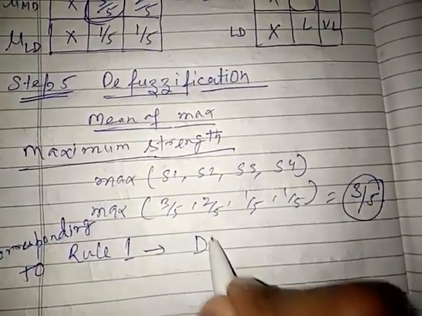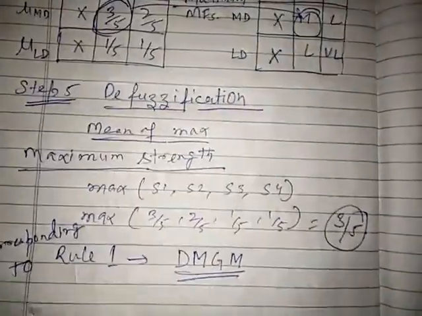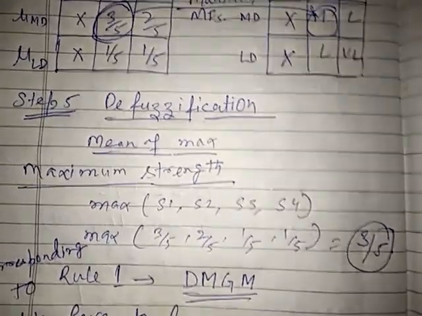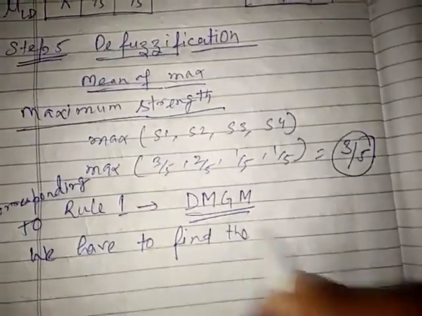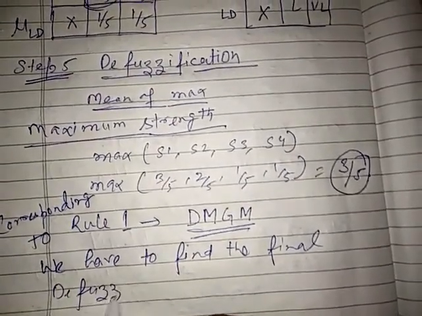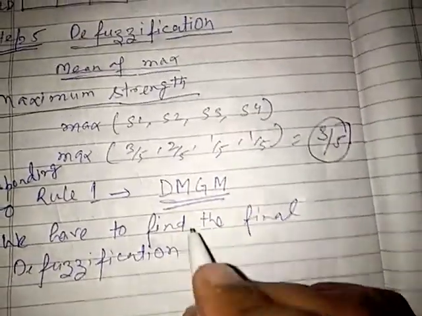Corresponding to rule 1, that is dirt medium, grease medium. Now we have to find the final defuzzification value.